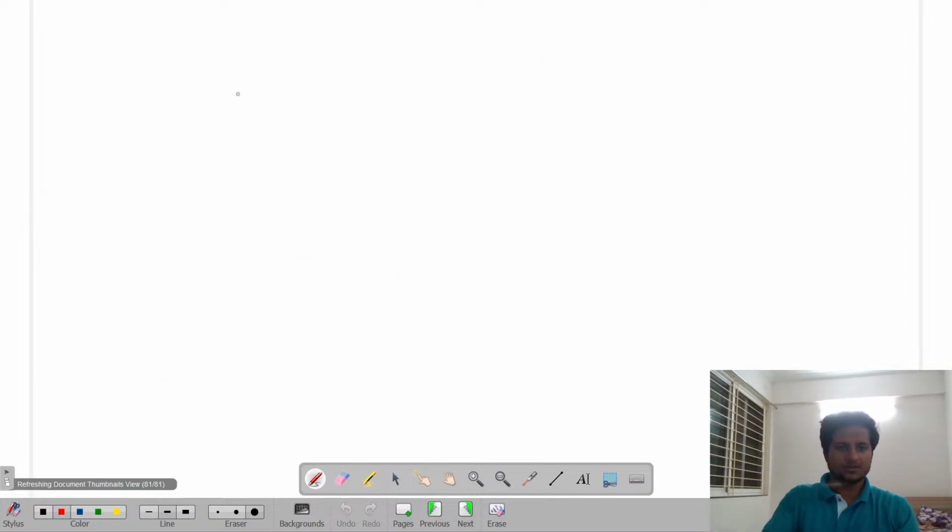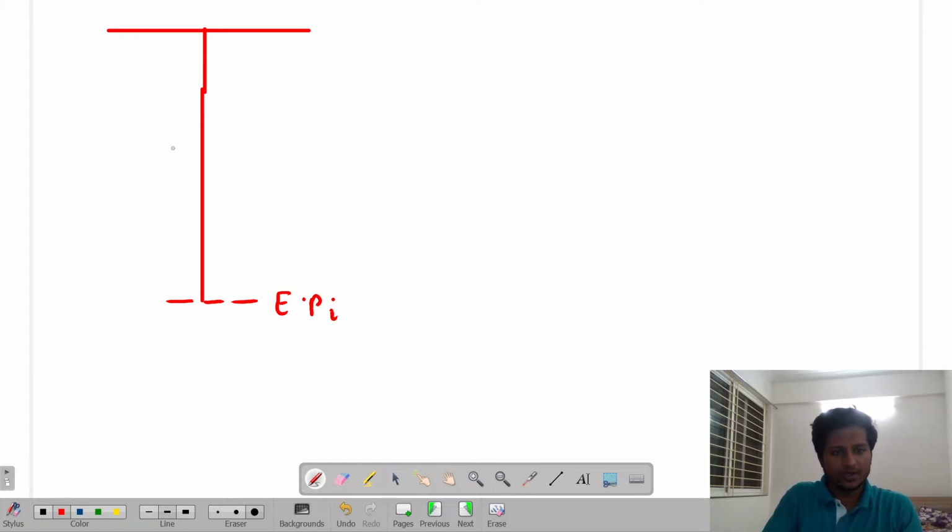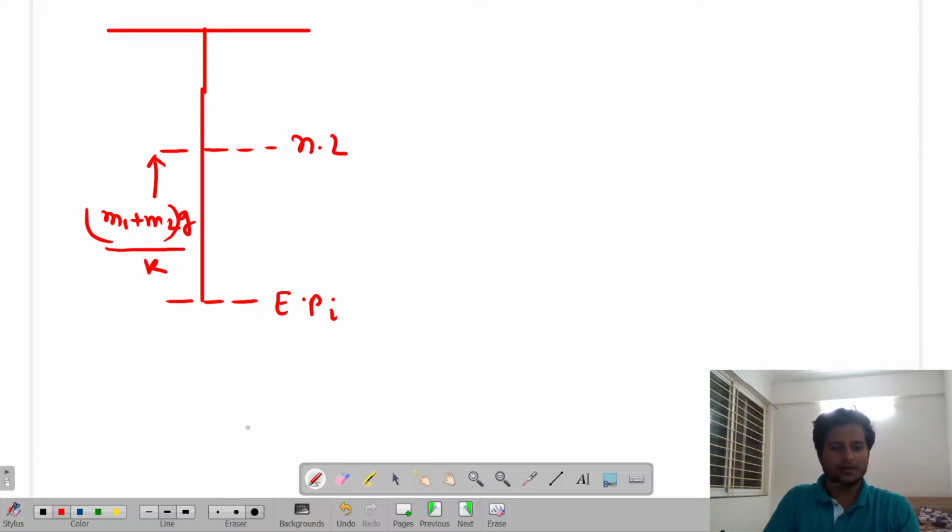I'll just take a new page. See that. I'll draw using straight lines. These are just representations of spring. This is my equilibrium point initial, from where this is my natural length. How much was this gap? M1 plus M2 into gravity G divided by K. After reducing the mass, this is my equilibrium point.